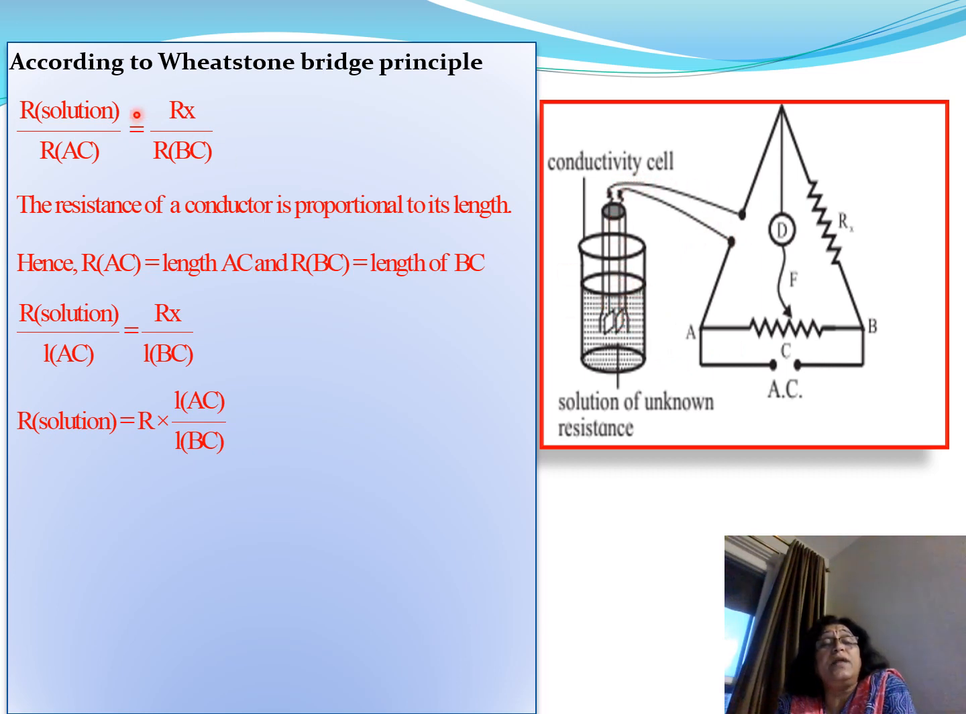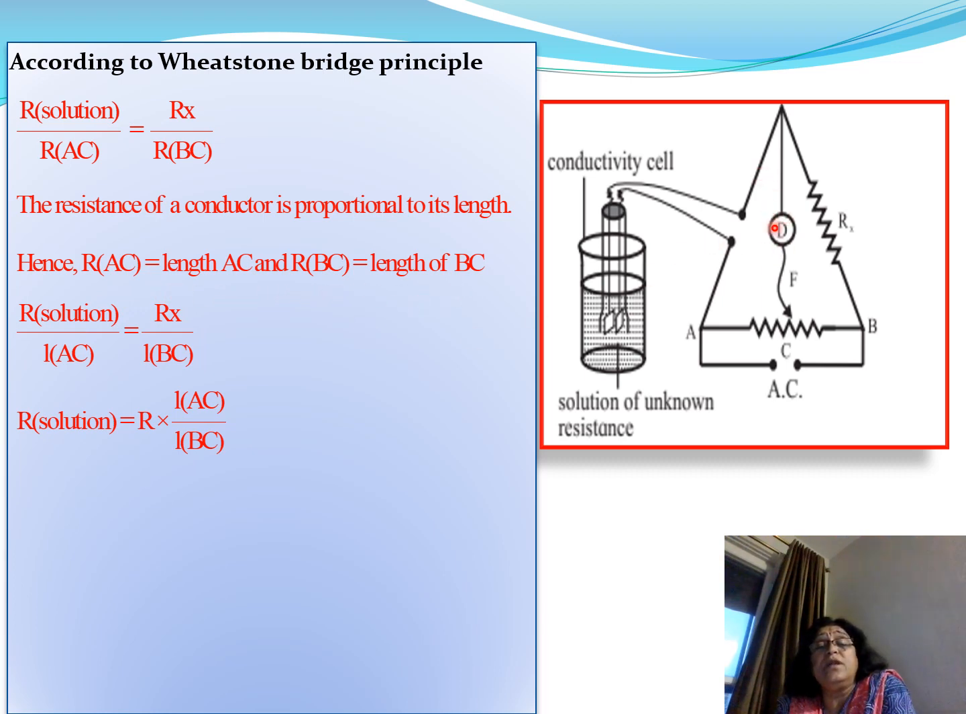So R solution upon RAC. When you are connecting here to the null point, this is AC, this is BC, this is RX, and this is R solution. So R solution upon RAC is equal to RX upon RBC. Resistance of a conductor is proportional to its length, so RAC is equal to length AC and RBC is equal to length BC.